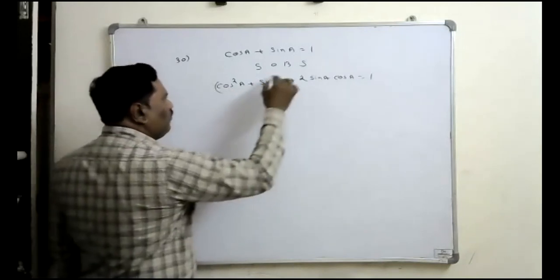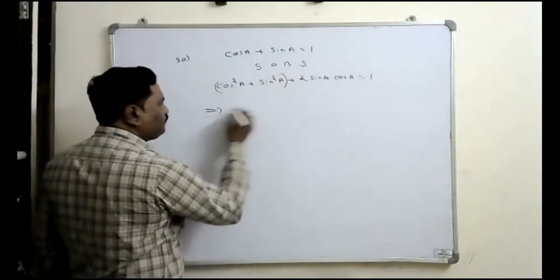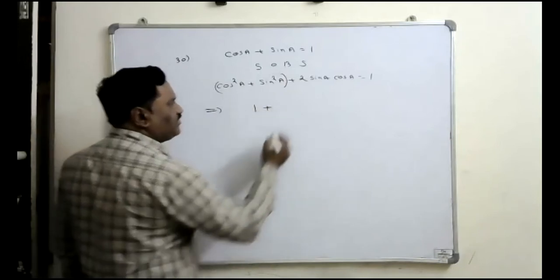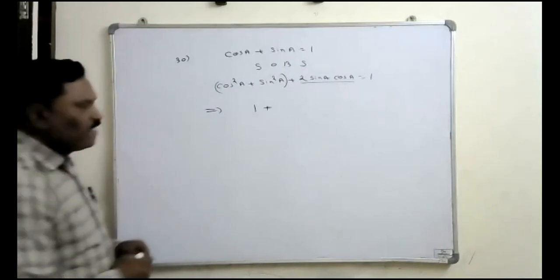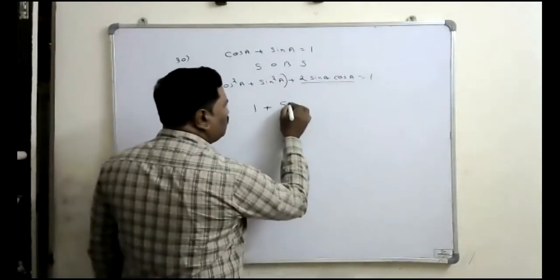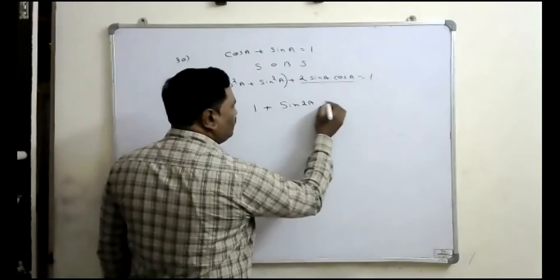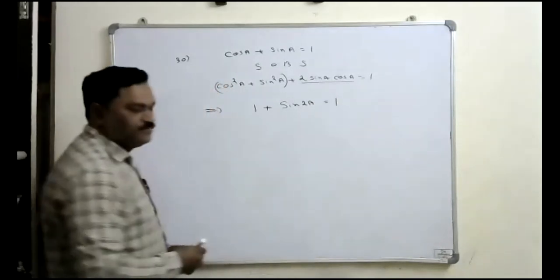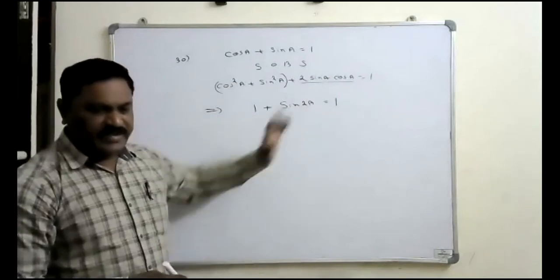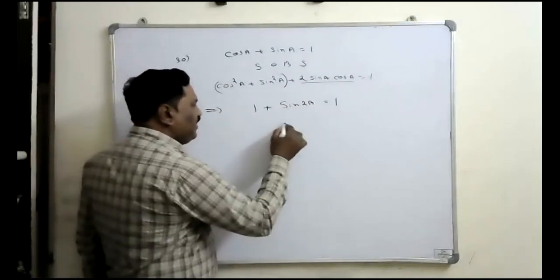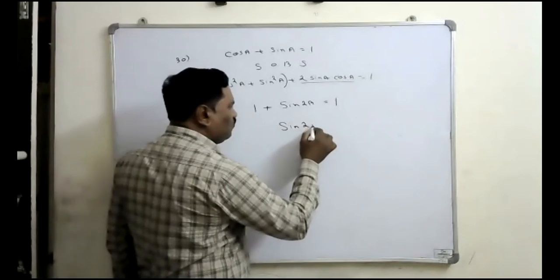Then cos square A plus sin square A is what? 1. Plus, how do you write 2 sin A cos A? Sin 2A, not 2 sin. So sin 2A is equal to 1. Now on both sides, 1 and 1 get cancelled. So therefore, sin 2A is equal to 0.